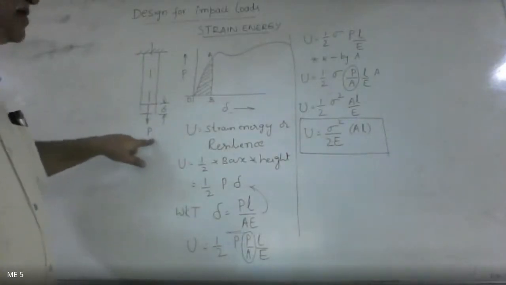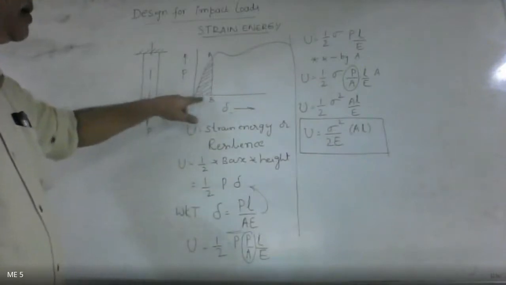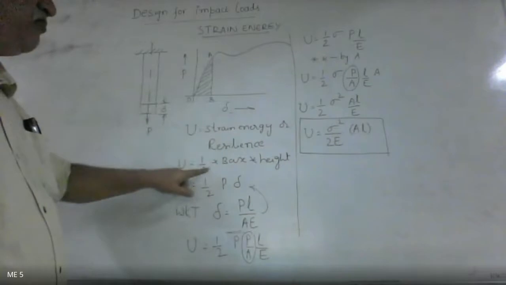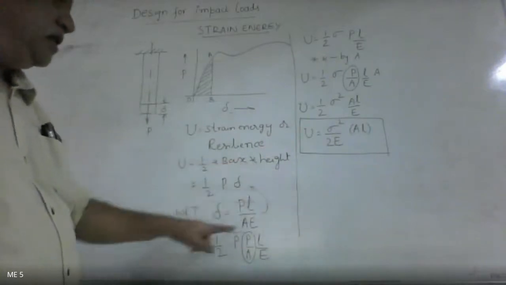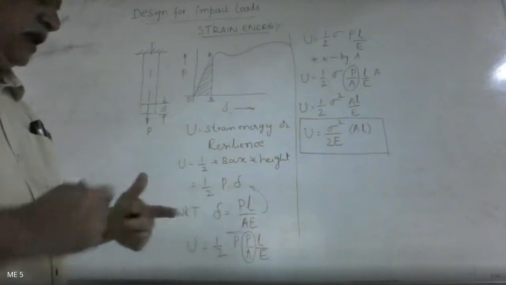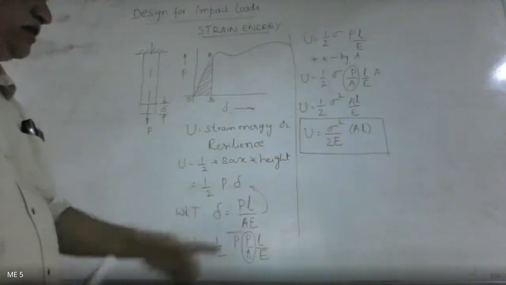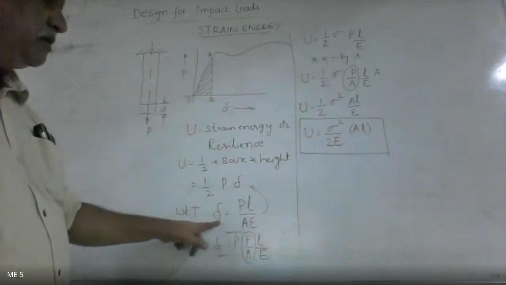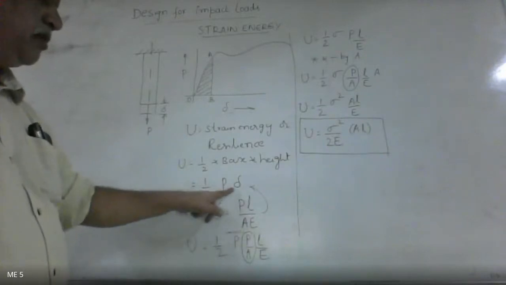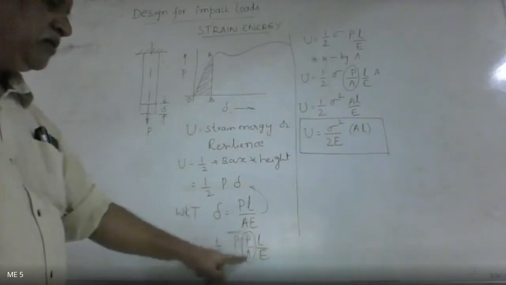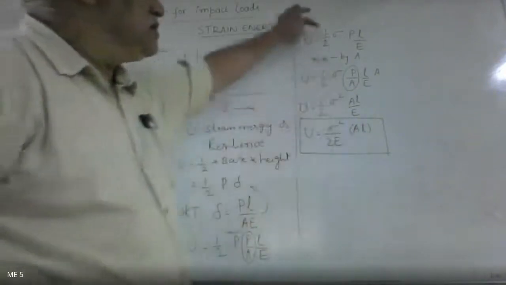And that strain energy is given by area under the triangle AOB. That is essentially half base into height is the area of the triangle. That is half P into delta. And delta for an axially loaded member, you know it is given by PL by AE. Substituting delta is equal to PL by AE in the above equation for resilience, we are going to get something like this. Load by area of cross section is nothing but stress.